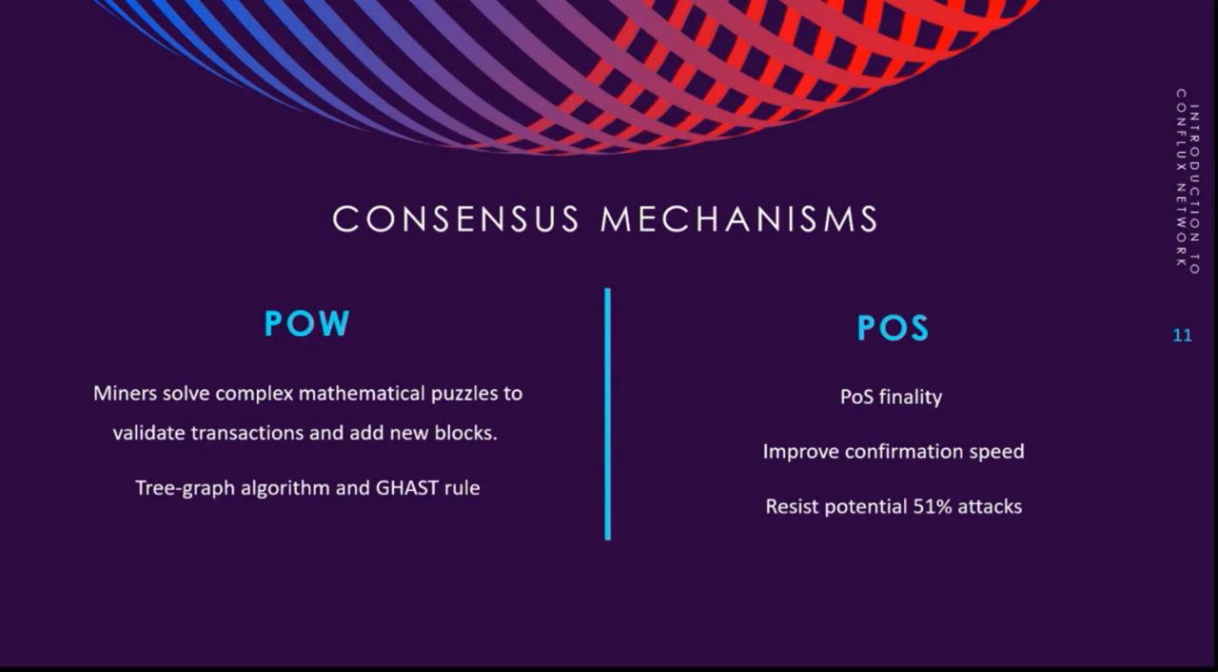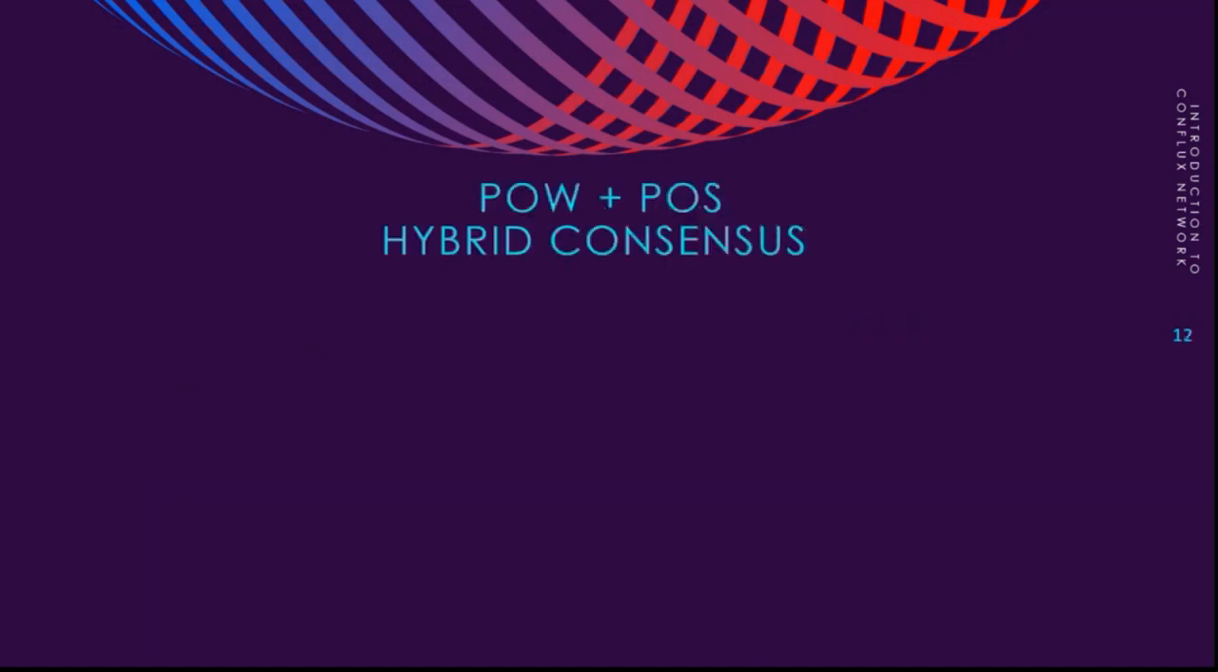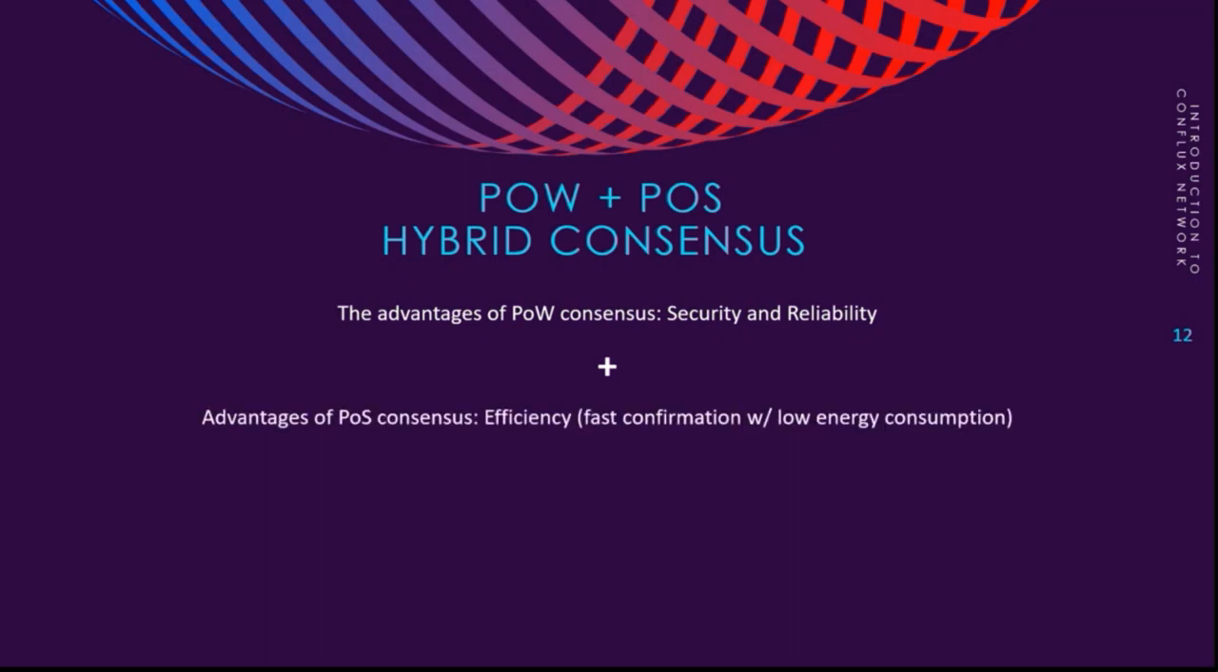Having both consensus mechanisms enables Conflux to get the benefits of both. So we get the advantages of the proof of work consensus, which is security and reliability, plus the efficiency of the proof of stake consensus mechanism. So this means high security, fast confirmation, and a reasonable energy consumption.